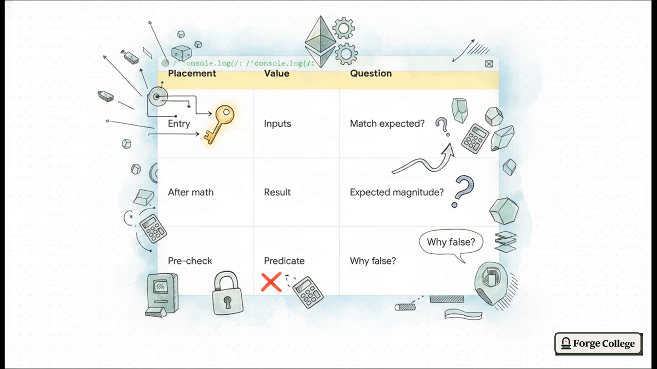Instead, we're going to follow this golden rule of 3 for strategic placement. First, you log at the function entry. Why? To see if the inputs actually matched your expectations. Second, log right after an intermediate calculation. This checks if the resulting magnitude even makes sense. And third, log right before the require statement to capture the Boolean predicate. So that's 3 targeted logs. No more, no less, just surgical precision.